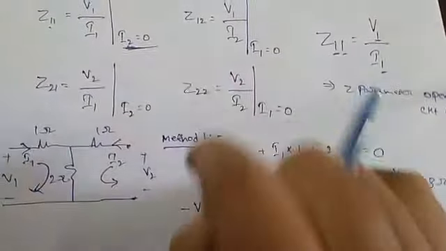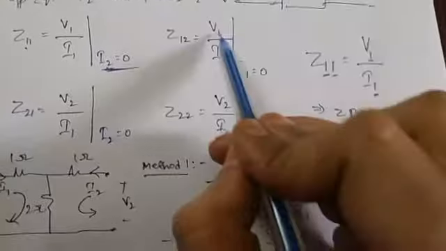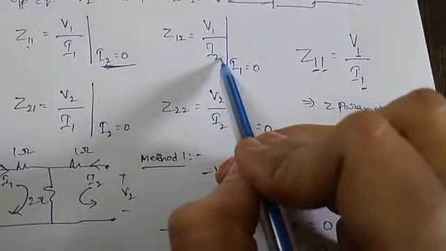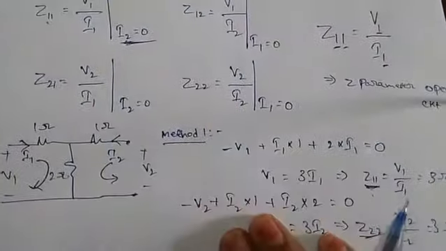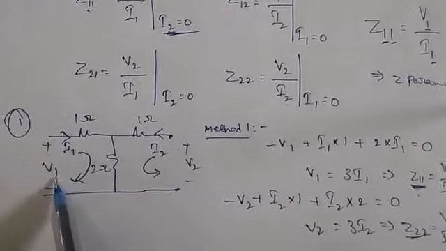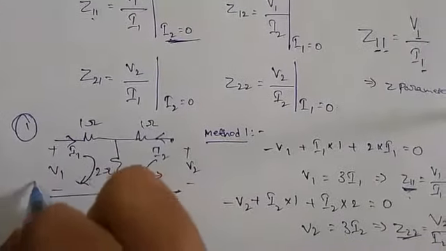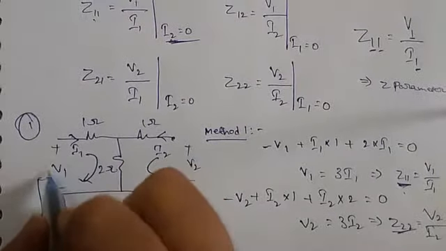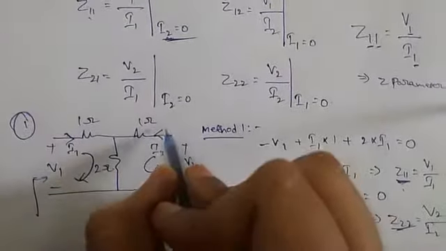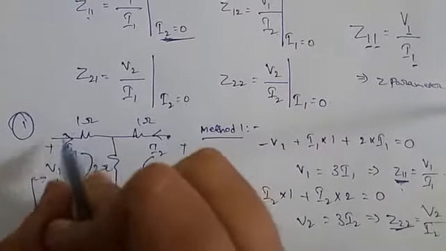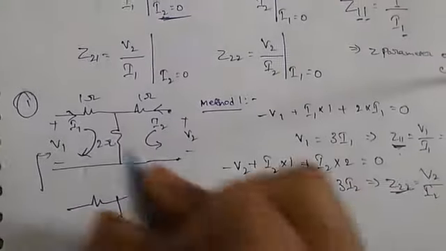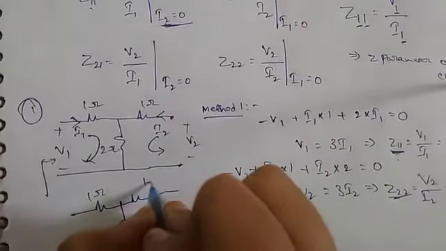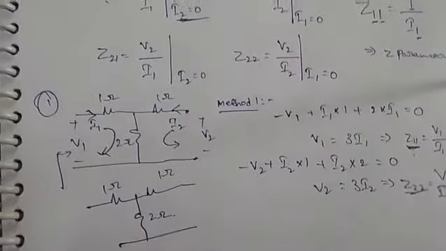But the rest of the elements, Z21 and Z12, belong to different ports. I'm looking at the voltage at port 1 for the current at the second port. So for that reason I have to consider this. Now I'm seeing the port from this side. This is the voltage, and for this current, I1 is 0. Better I draw the circuit again. So this is a 1 ohm resistor, this is a 1 ohm resistor, and this is a 2 ohms resistor.